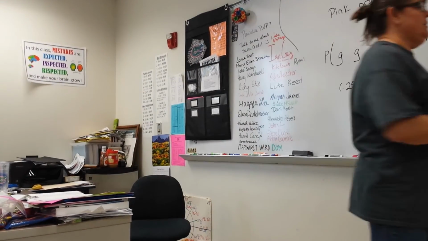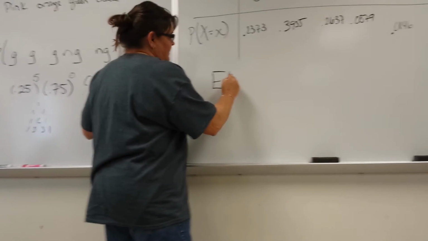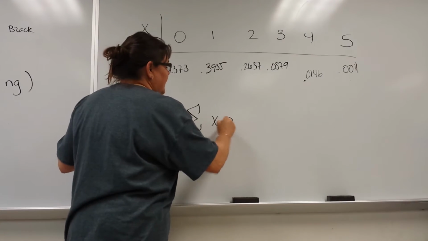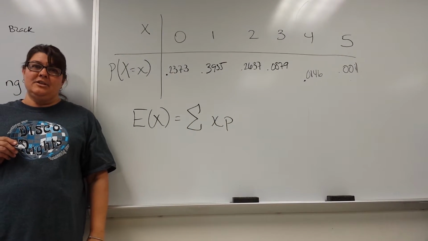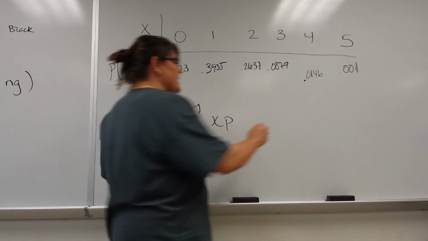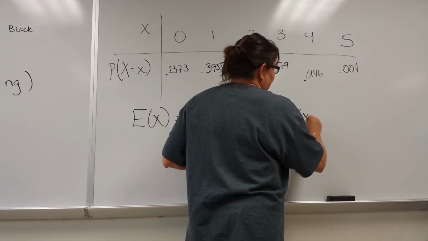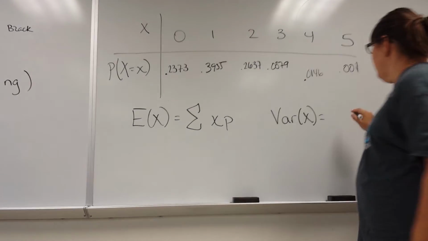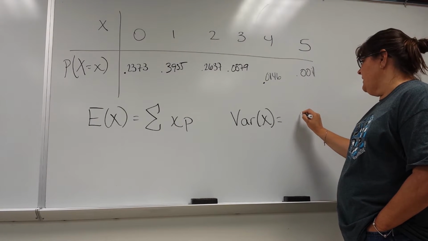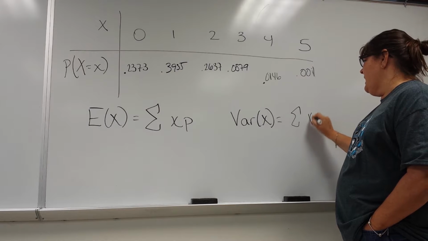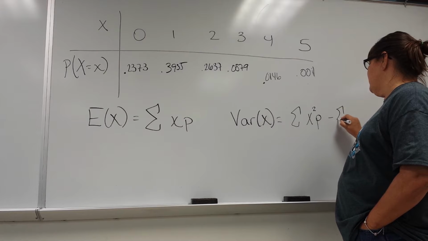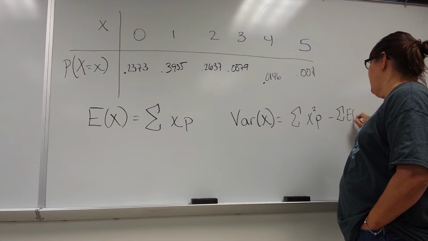So, E of X is considered the summation of the X values times their probabilities. Right, that's the definition of it. Each X times its probability, summation. Variance of X is equal to the sum of X squared times P, minus the E of X squared.